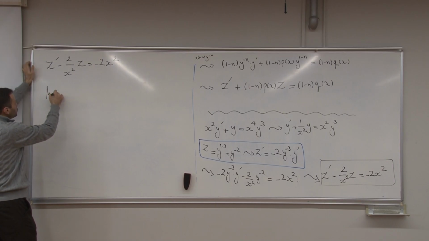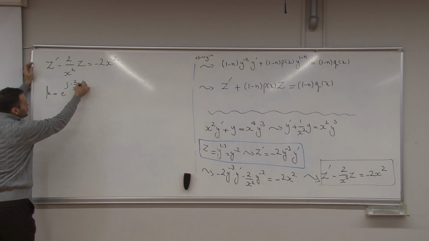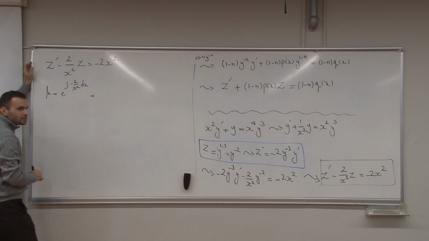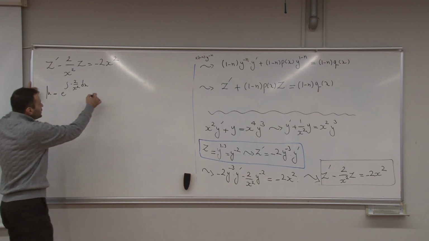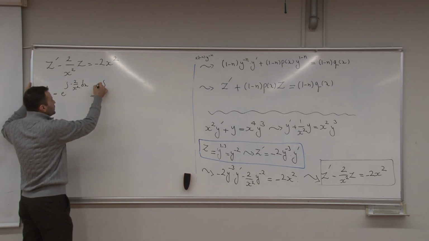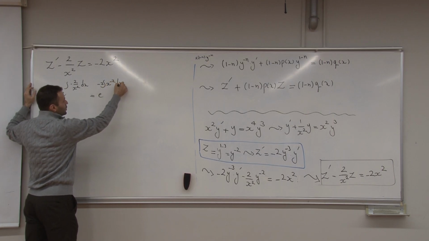Our mu is going to be e to the power of the integral of what? Minus 2 divided by x² dx. And what is this? This is e to the power of the integral of, let me take minus 2 out, x to the power of minus 2 dx, right?